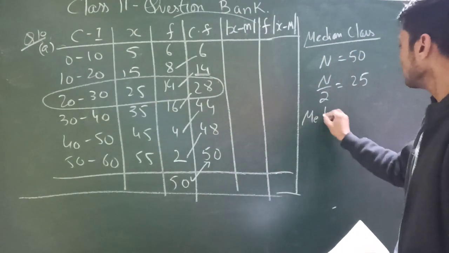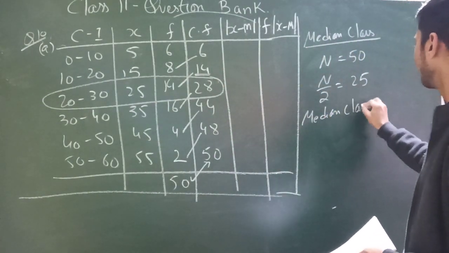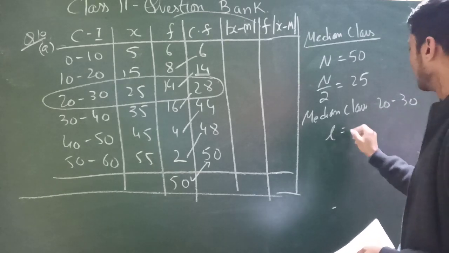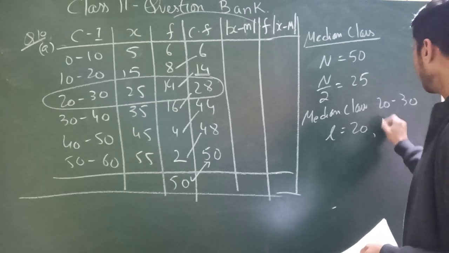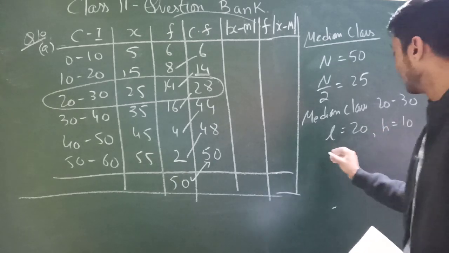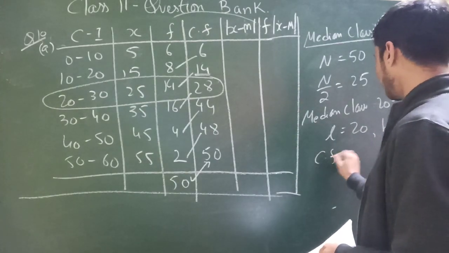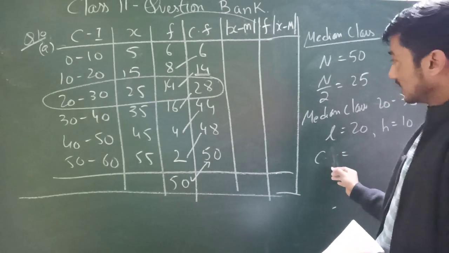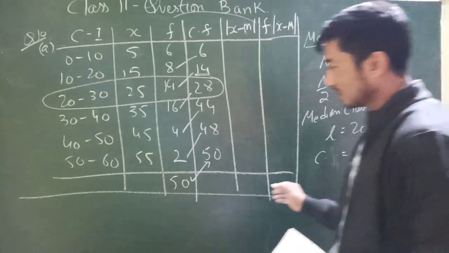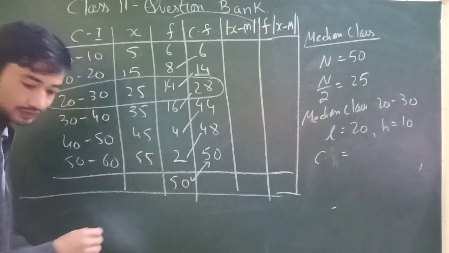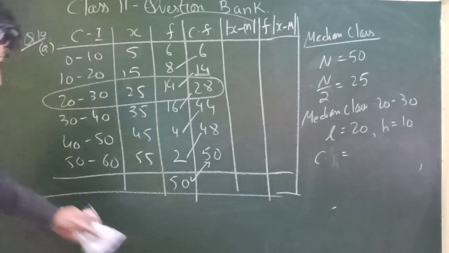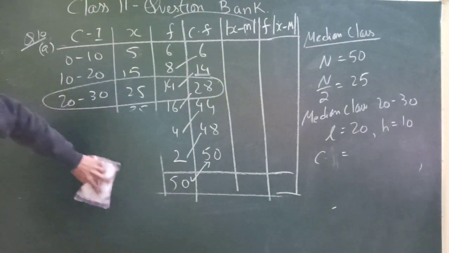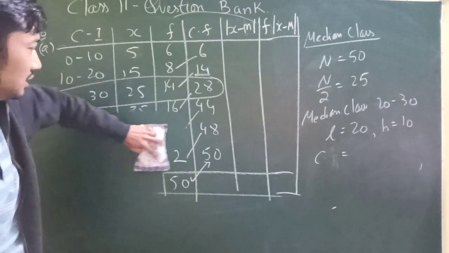So the median class is 20 to 30. The lower limit of the median class is 20. Class width of course is 10. And the value of c is what? Cumulative frequency. If you remember the formula, this part I don't need, so I'm going to rub this off now.